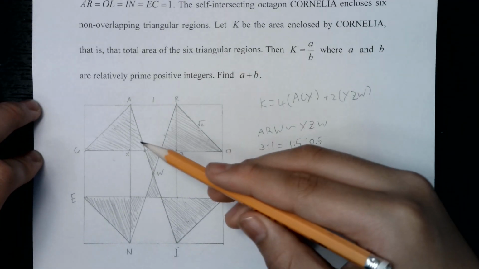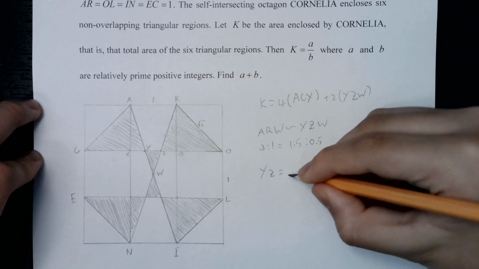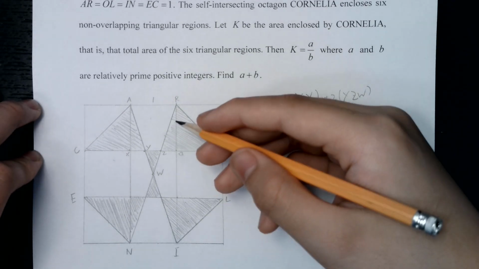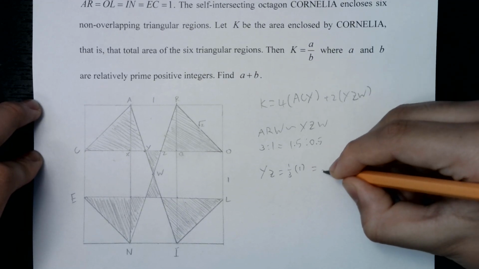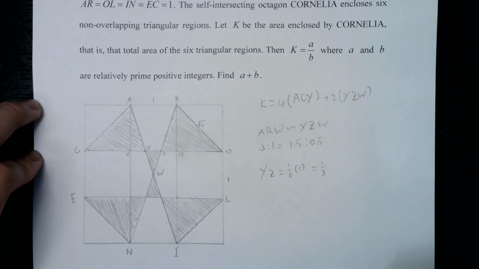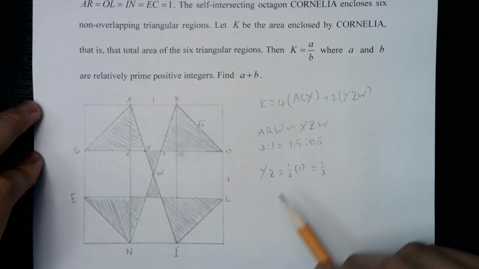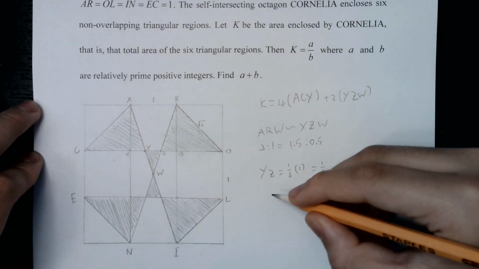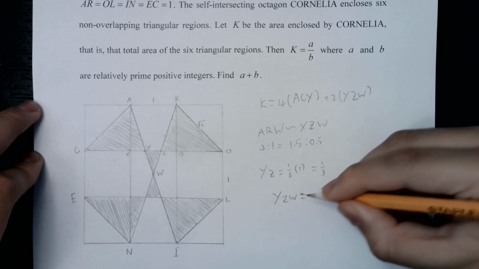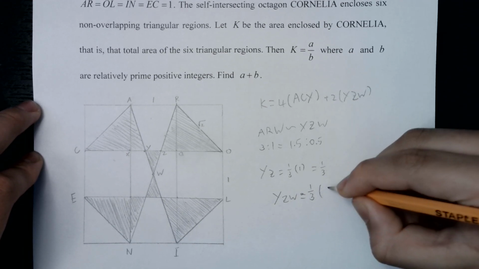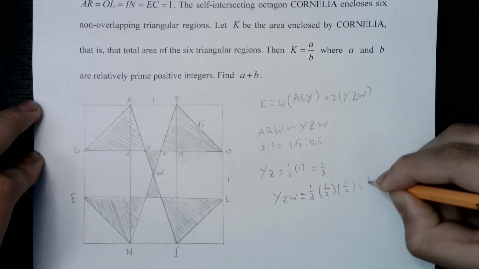Now with this, because we know the base of AR is going to be 1, we know that YZ is going to have to be equal to 1 over 3 multiplied by the base of the other triangle, which is AR, which is equal to 1. So I'll just write that down here. This is obviously going to be equal to 1 over 3. Sorry. And because we already know that the height of YZW has to be 0.5, the area of YZW in total is going to equal 1/3 multiplied by 1/2 multiplied by 1/2 again because it's a triangle, which equals 1 over 12.